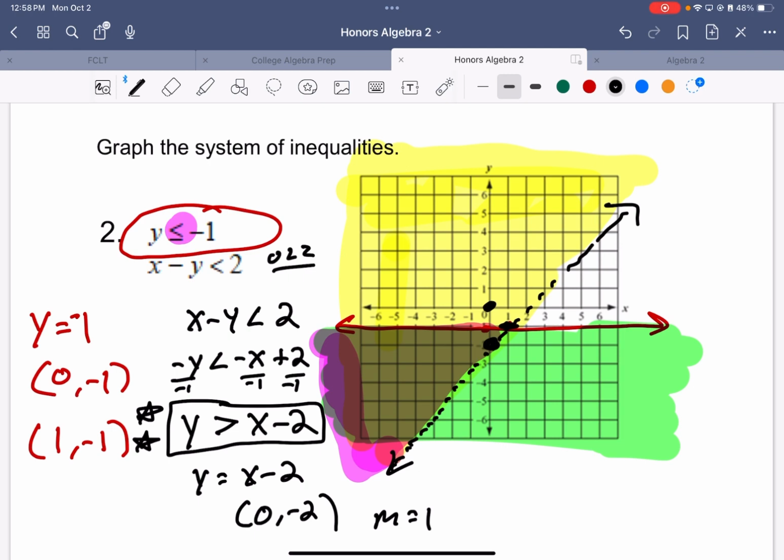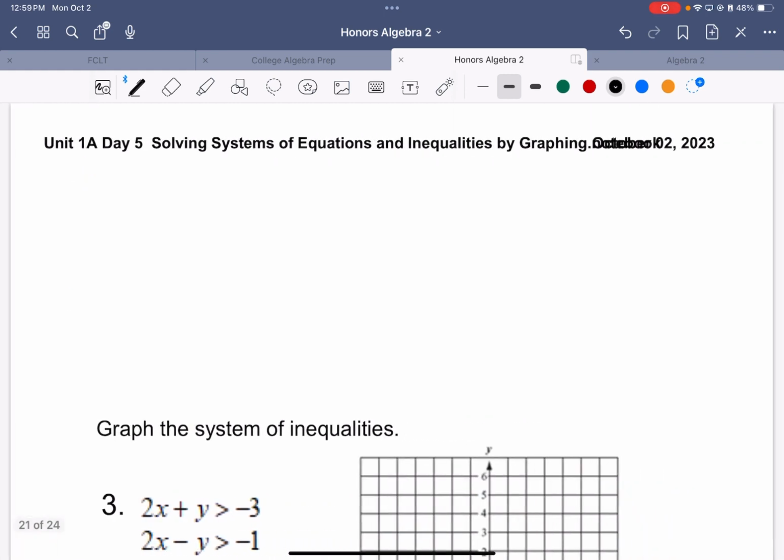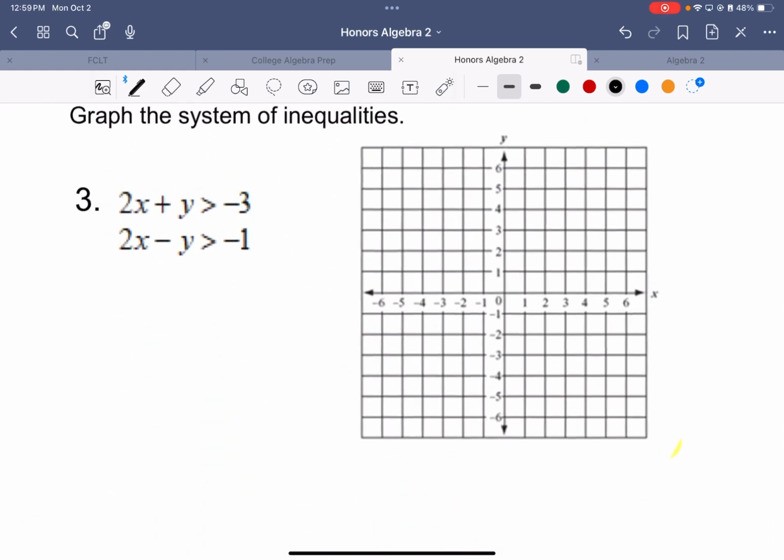So treat them like they're equations. Graph them like they're equations. Make sure you watch your inequality symbols. Less than or greater than, it's dashed. Less than or equal to or greater than or equal to, it's solid. If it's in slope-intercept form, if y is greater than, you shade above. If y is less than, you shade below.